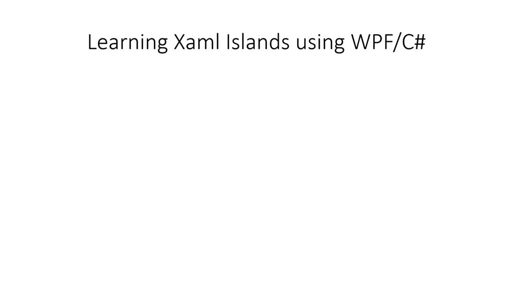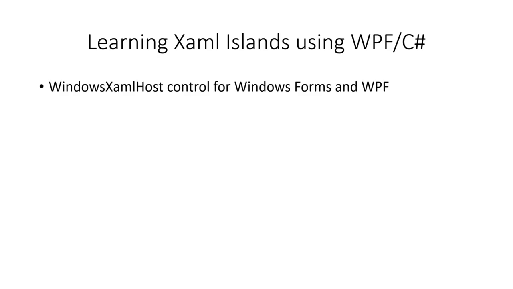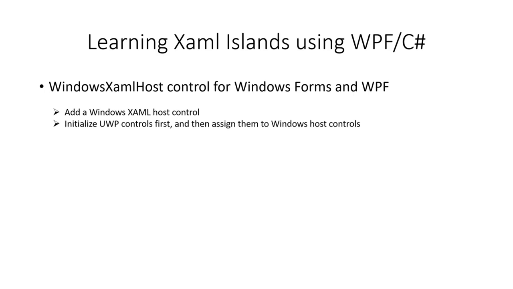As a learning resource, I'm going to be using a web page from Microsoft entitled Windows XAML Host Control for Windows Forms and WPF. On that web page, you're going to find three exercises. The first, add a Windows XAML host control, and the second, initialize UWP controls first, and then assign them to the Windows host control, and finally, add a custom UWP control. The last exercise is the one that I'm going to complete in this video.